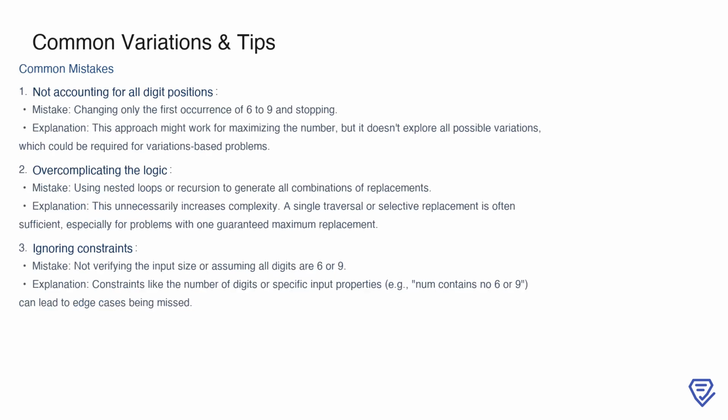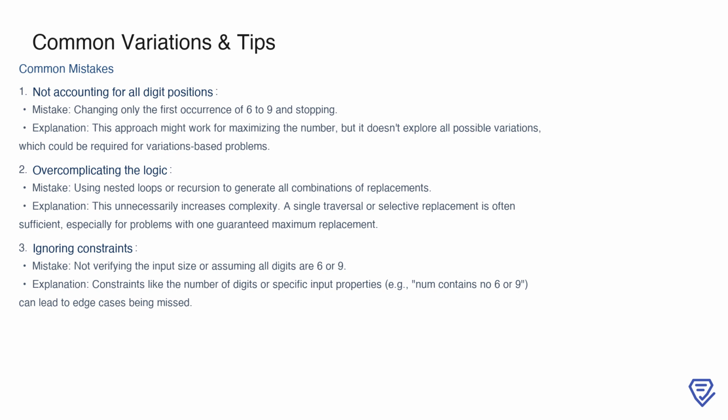solution. One common mistake when tackling this problem is focusing only on changing the first occurrence of the digits 6 to 9 and stopping there. While this works well for maximizing the number, it might not be sufficient for variations-based problems where exploring all possible replacements is necessary. Another frequent pitfall is overcomplicating the logic by using nested loops or recursion to generate all combinations of replacements. This approach often leads to unnecessary complexity, especially since a single traversal or selective replacement is usually enough.